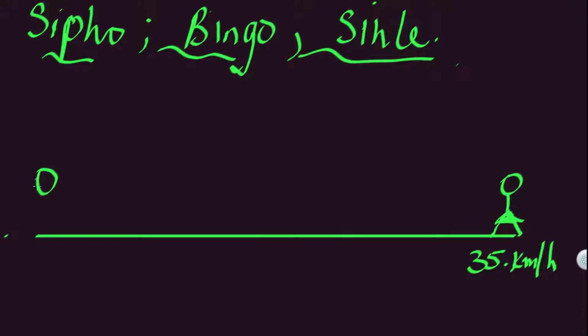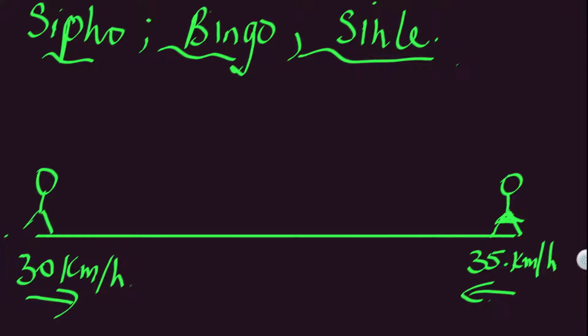So Sipho is here. He's also traveling towards Sihle, but he's quite a slow boy because he's going at 30 kilometers per hour, for whatever reason. Maybe he's tired, we don't know. He's moving in this direction towards the girl, and the girl is moving towards him. So this is Sihle, and this is our Sipho. Between these two there is a distance of 100 meters.